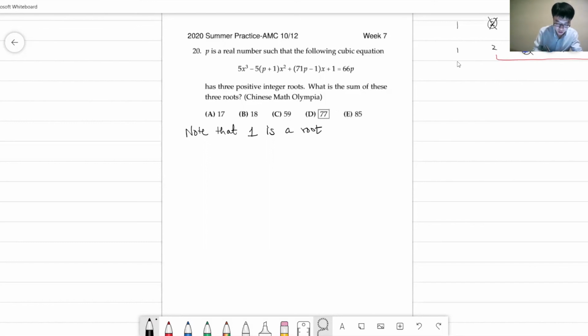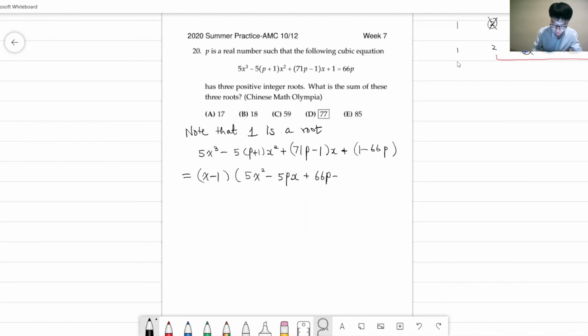So that means this polynomial, 5x cubed minus (5p plus 1) x squared plus (71p minus 1) x plus 1 minus 66p, has the factor x minus 1. So we can use long division and factor this into x minus 1 times (5x squared minus 5px plus 66p minus 1).